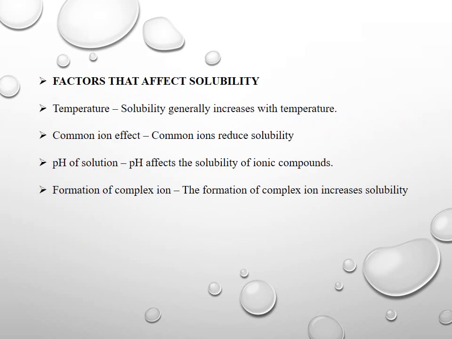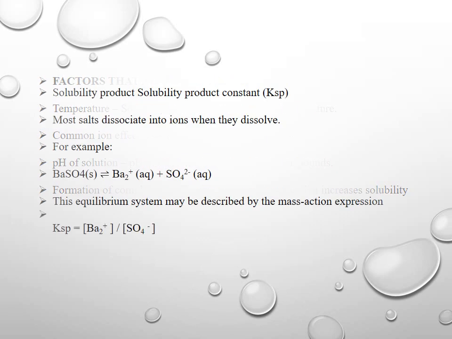Factors that affect the solubility. Temperature: solubility generally increases with temperature. Common ion effect also reduces solubility. pH of solution: pH affects the solubility of ionic compounds. Formation of complex ion: the formation of a complex ion increases solubility. These are the four factors that affect solubility: temperature, common ion, pH of solution, and formation of complex ion.